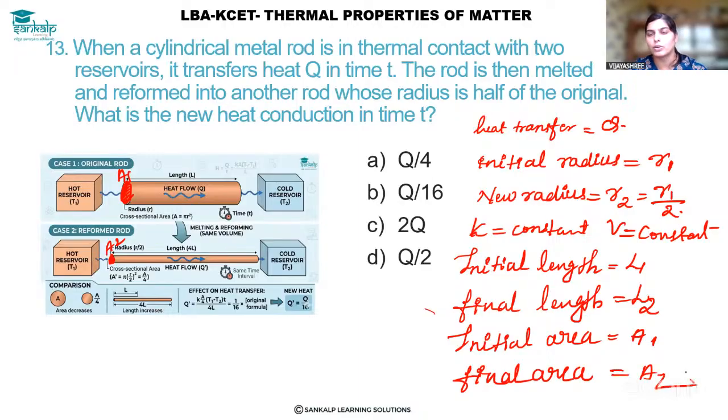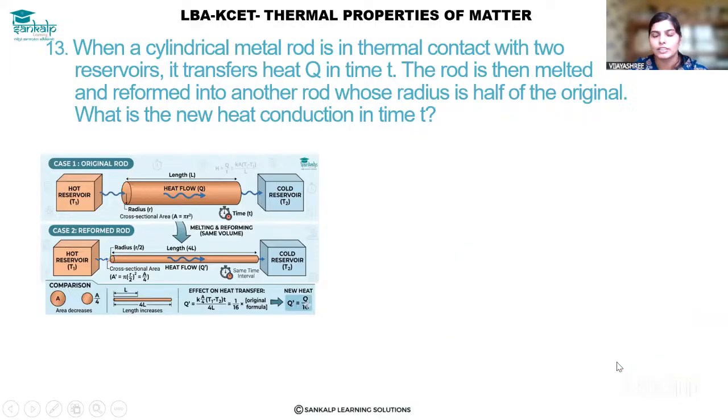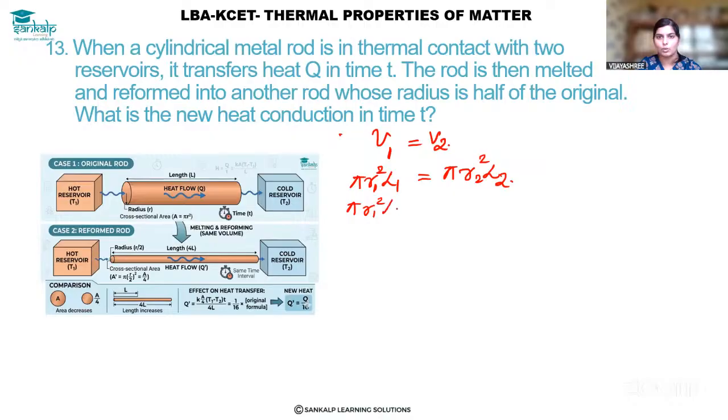Okay, so what we already know is volume remains conserved. The same wire has been extended in length. So original volume V1 equals V2. V1 is pi R1 squared into L1. V2 is pi R2 squared into L2, and R2 is R1 by 2.